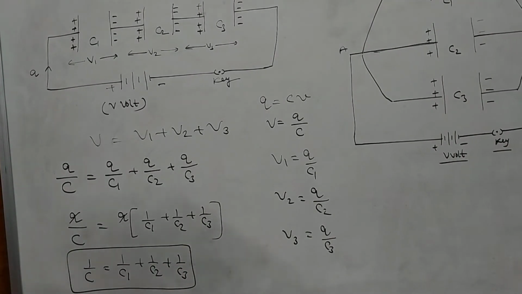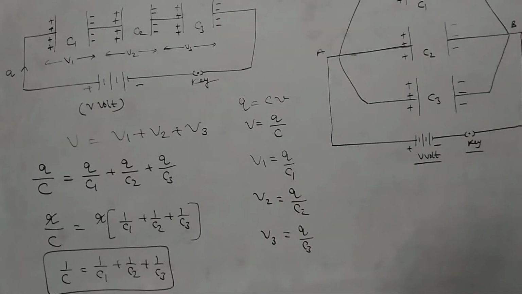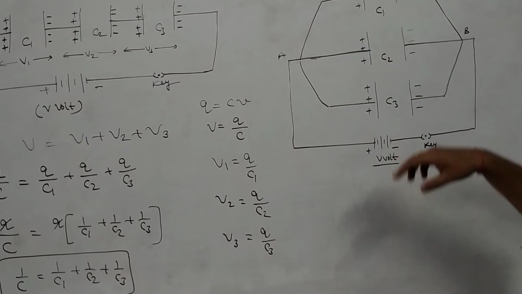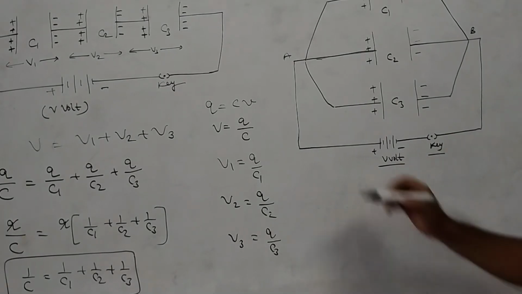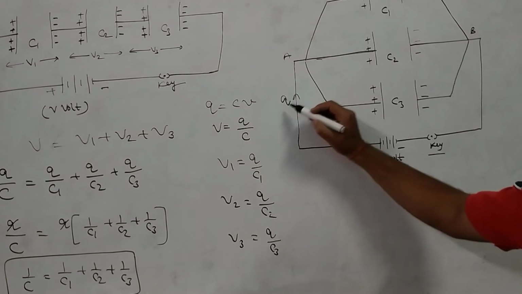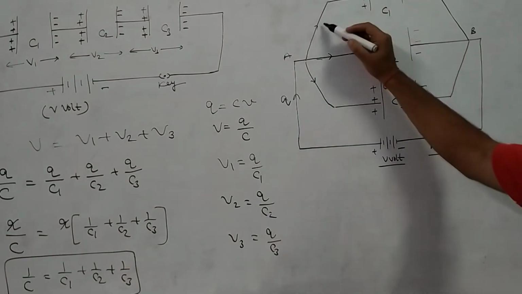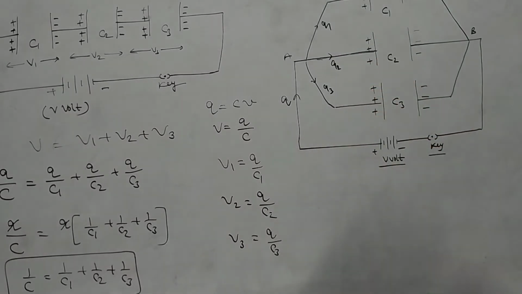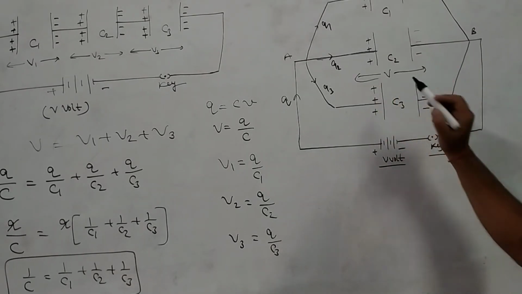Now student, we study parallel combination. In parallel combination, there are three capacitors C1, C2 and C3 joined in parallel combination with a potential of V volt. In this case, the charge transferred is Q, and in the capacitors C1, C2, C3, the charges are Q1, Q2 and Q3, and the potential is same across all the capacitors.